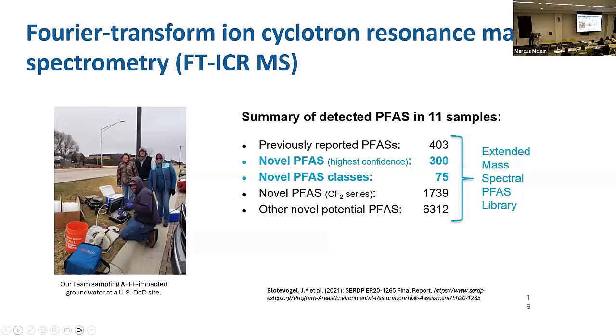And here you can see this Fourier transform ion cyclotron resonance mass spectrometry could detect PFAS in 11 samples. But as you can see, the highlighted blue shows around 300 novel PFAS with high confidence. And they were classified into 75 classes, with more than 1,700 novel PFAS compounds, and other novel potential PFAS is more than 6,000 compounds.